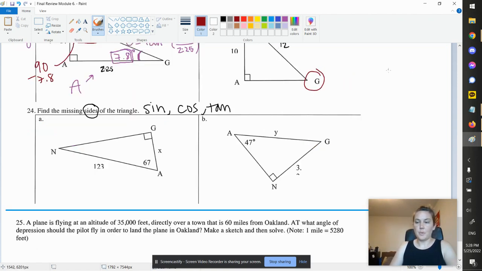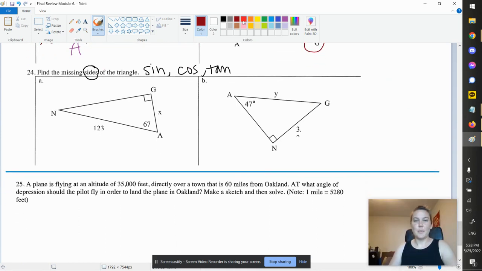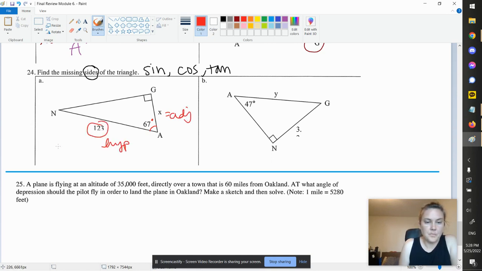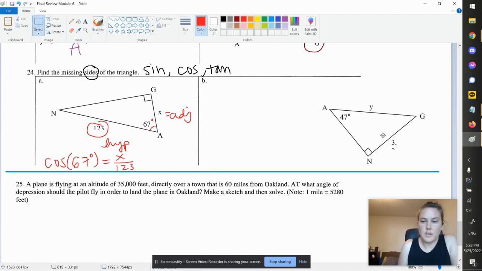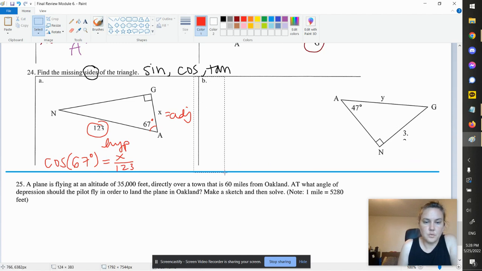When we find the missing sides instead, we're going to say, okay, we know 67 degrees, and we've got the adjacent, and we've got the hypotenuse. So I'll say that the cosine of 67 degrees is x divided by 123.